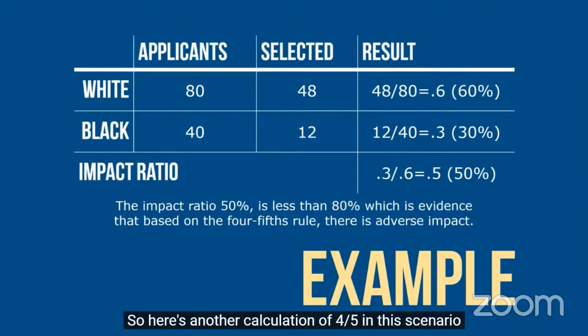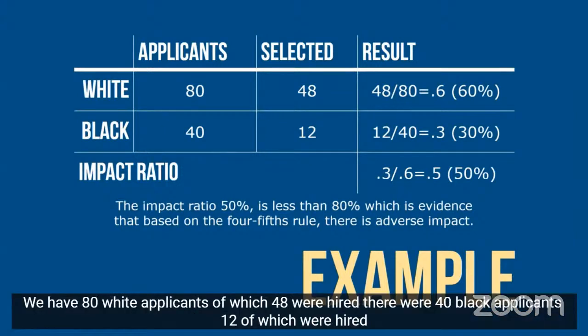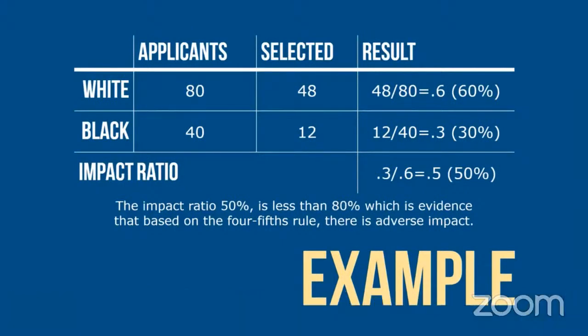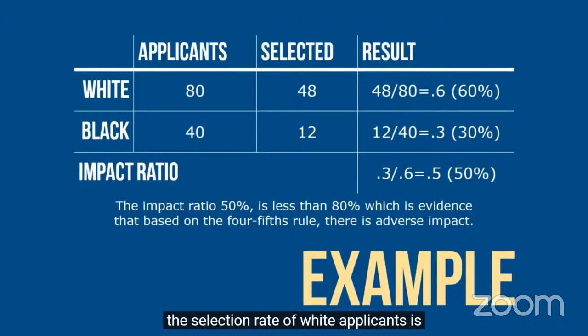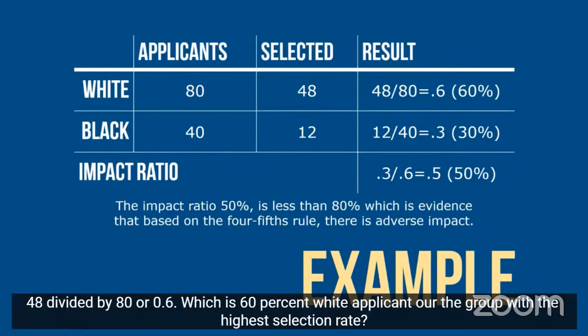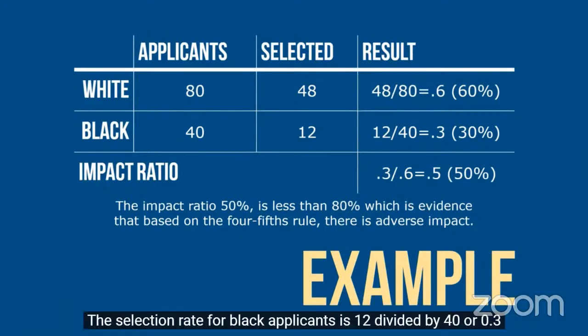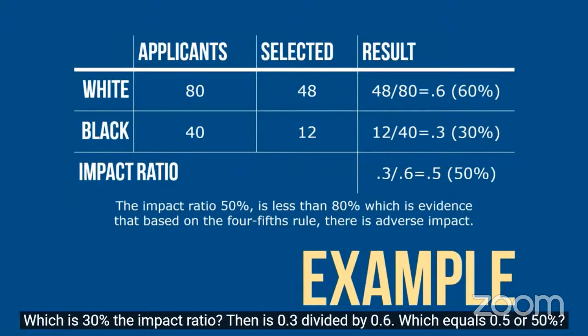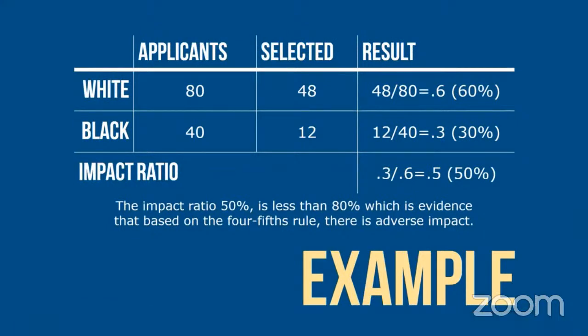So here's another calculation of 4/5. In this scenario, we have 80 white applicants, of which 48 were hired. There were 40 black applicants, 12 of which were hired. The selection rate of white applicants is 48 divided by 80, or 0.6, which is 60%. White applicants are the group with the highest selection rate. The selection rate for black applicants is 12 divided by 40, or 0.3, which is 30%. The impact ratio then is 0.3 divided by 0.6, which equals 0.5, or 50%.